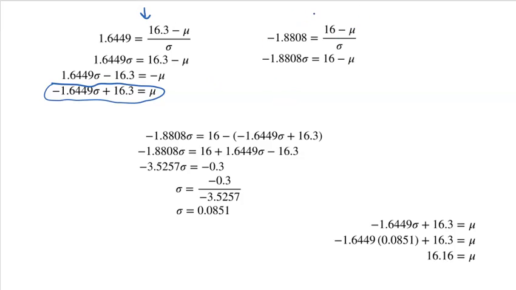So this is the other equation that represents 3% of boxes that are under 16 ounces. The first thing I did was multiply over by sigma. So now I have negative 1.8808 sigma equals 16 minus mu. Now what I'm going to do is a substitution, right? I'm going to take the mu that I know from the left equation, and substitute it into the mu for the other equation.